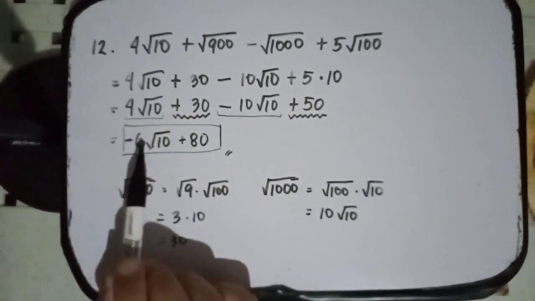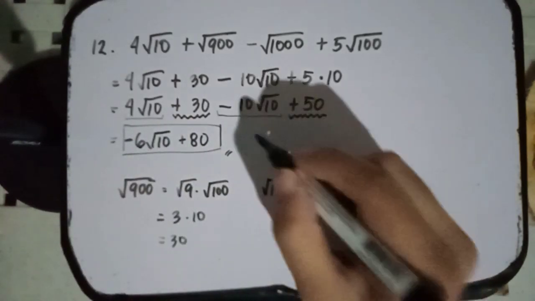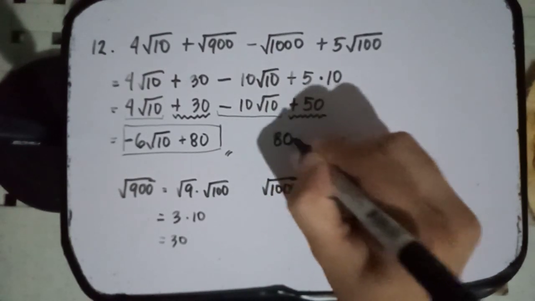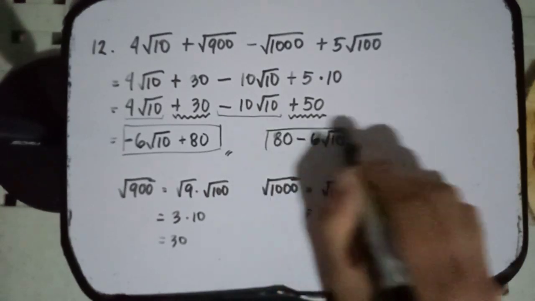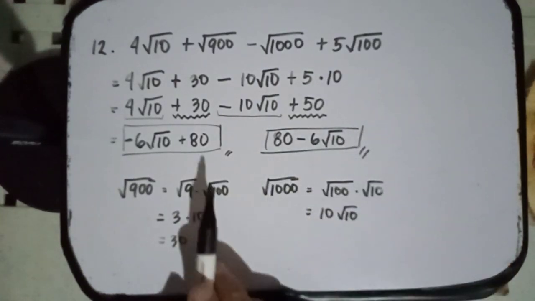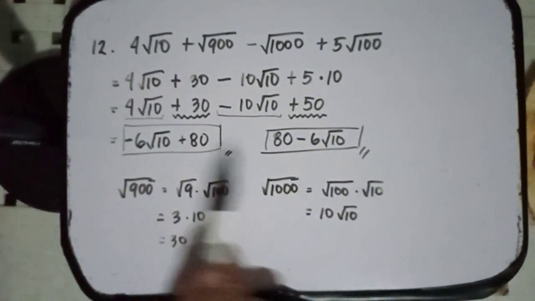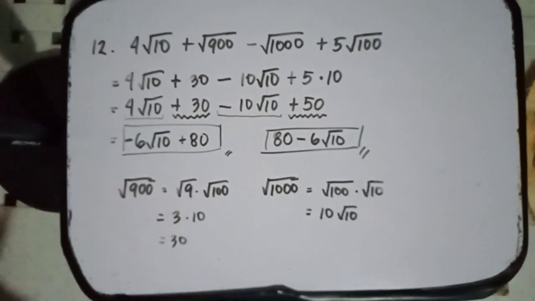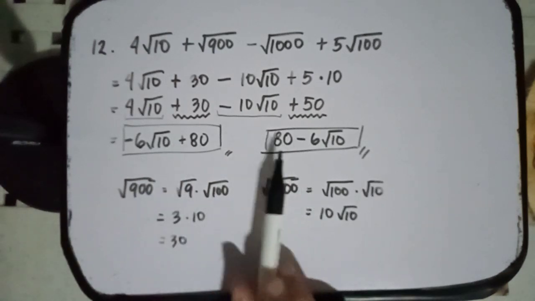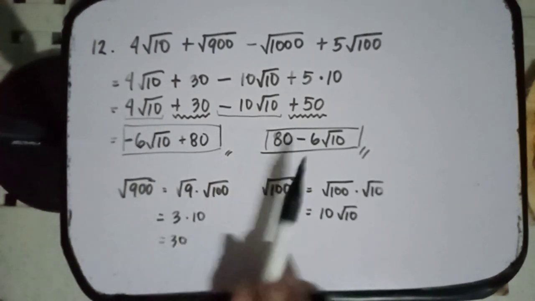Okay? Or, kung gusto nyo positive ang mauna, pwede mo namang isulat as 80 minus 6 square root of 10. So, this is another way. Okay? Either of them, they are both correct answers. So, either this one or this one. Ito po yung sagot.